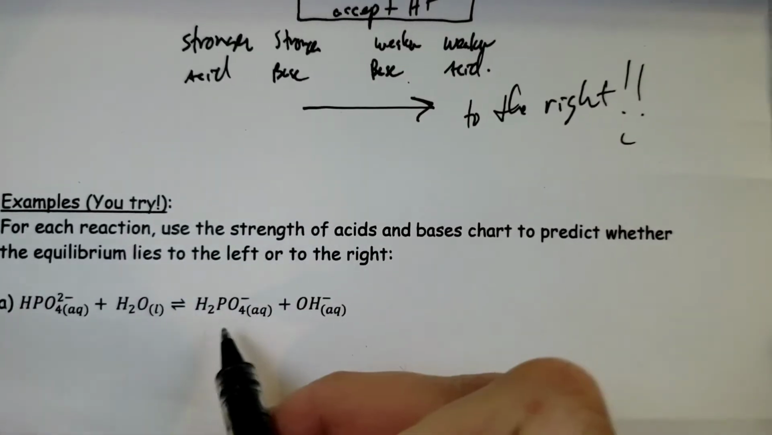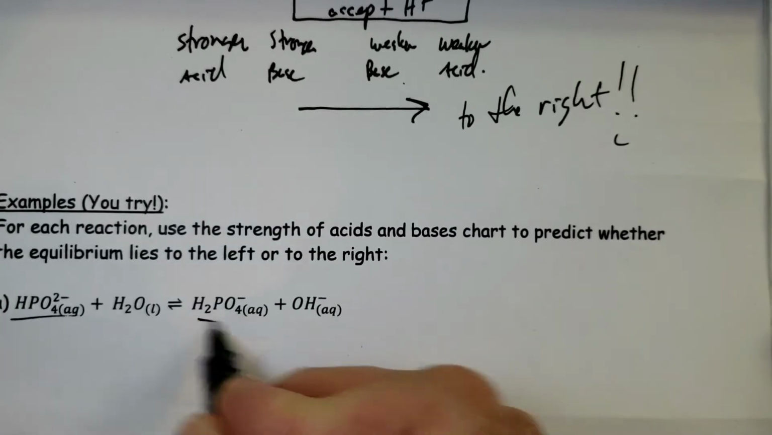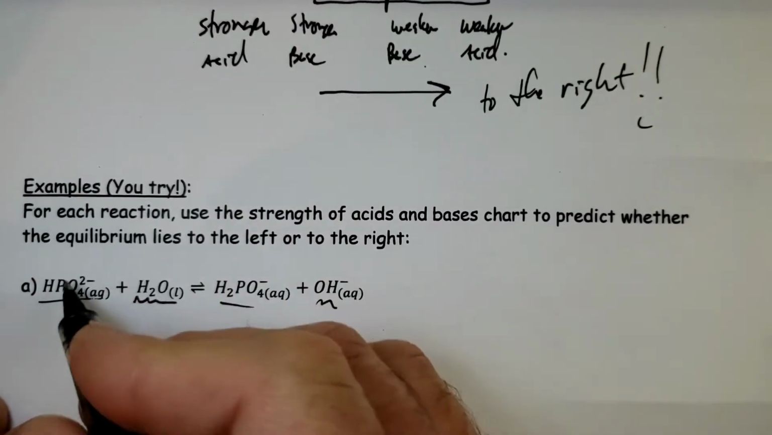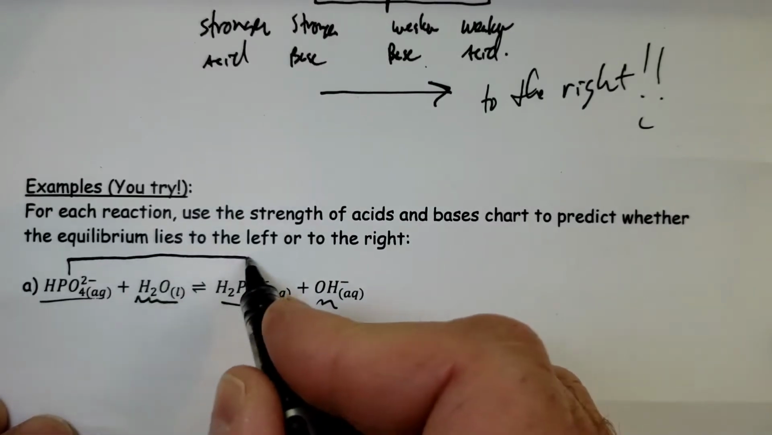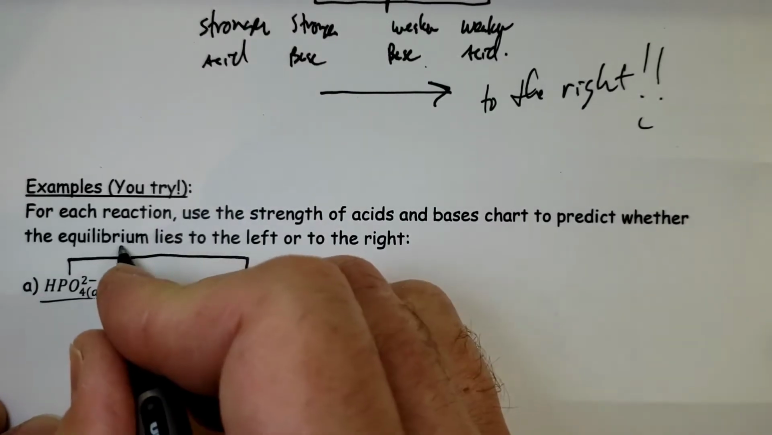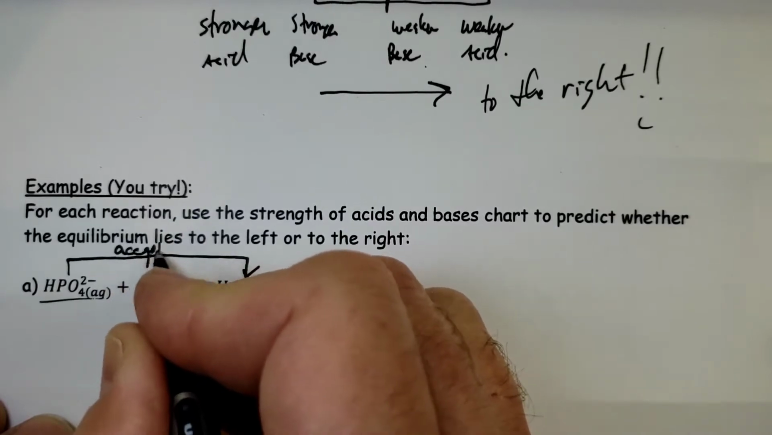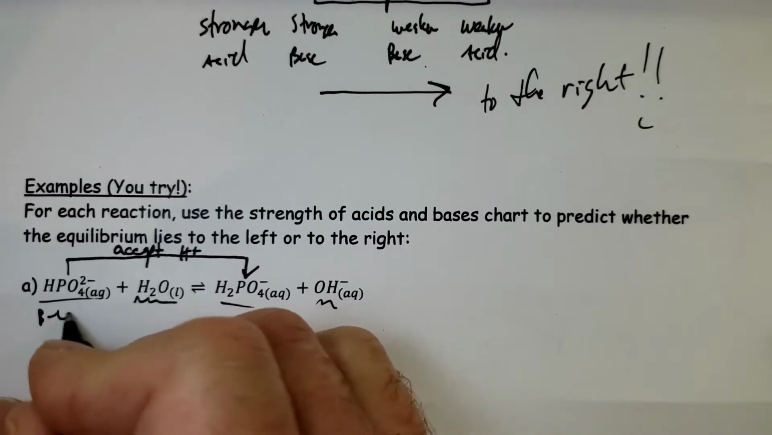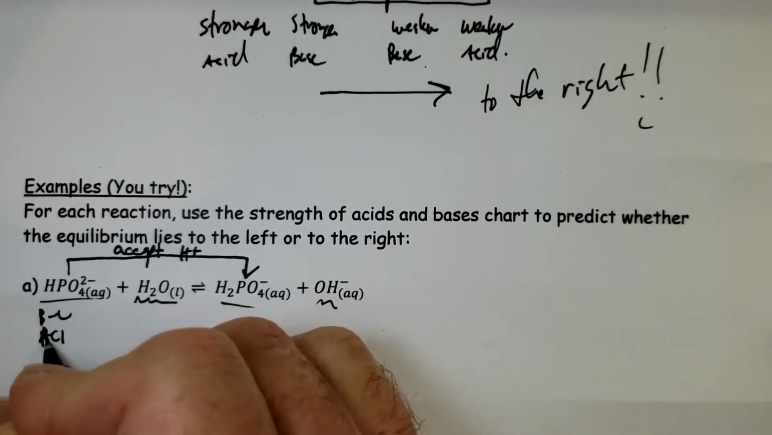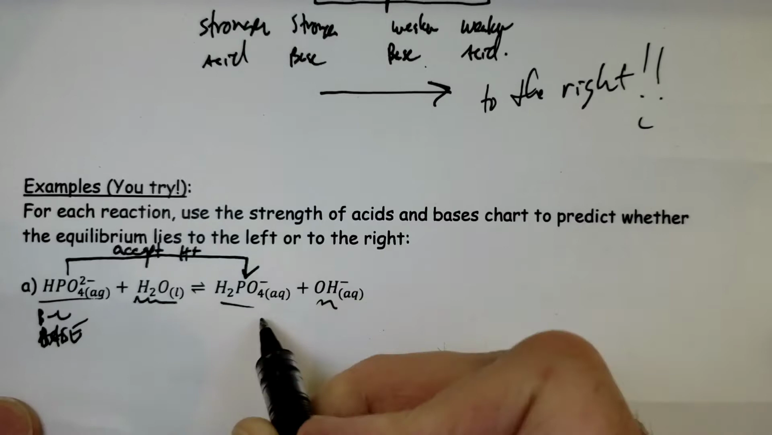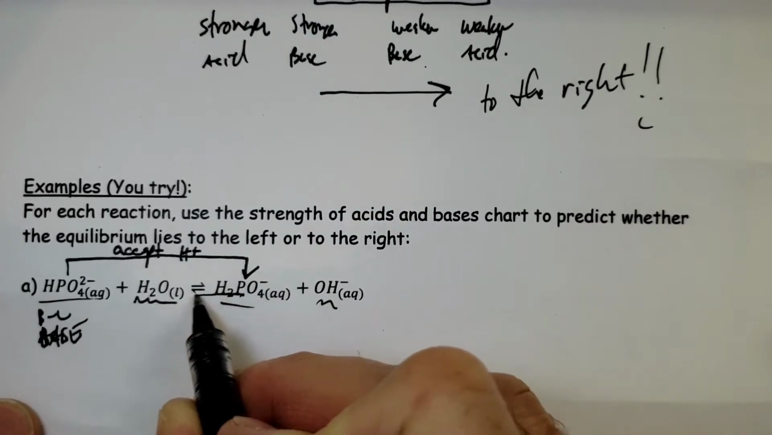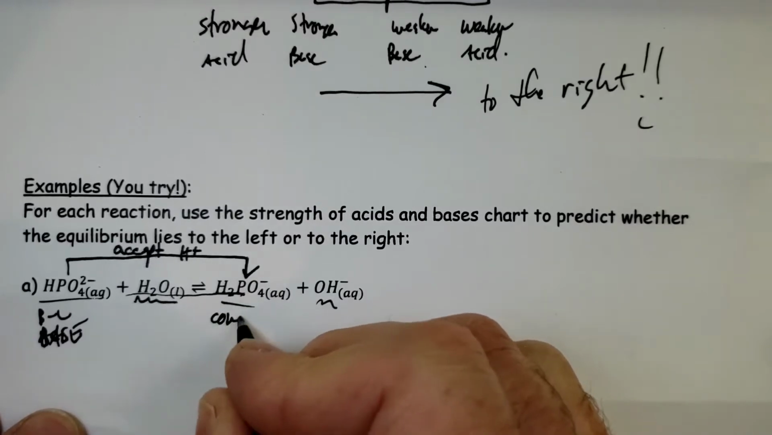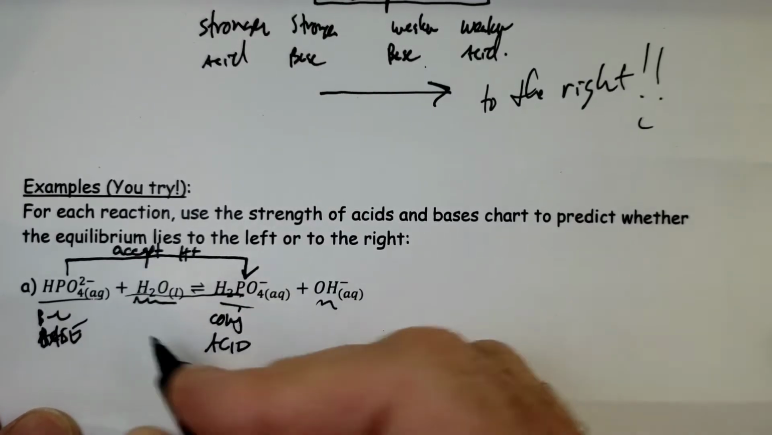So HPO4 and H2PO4, these are related. Going from HPO4 to H2PO4, it's accepting an H, so that means this is the Bronsted-Lowry base. And if I was to go in reverse, H2PO4 going to the left to become HPO4, it's giving up an H, so that must be the conjugate acid.